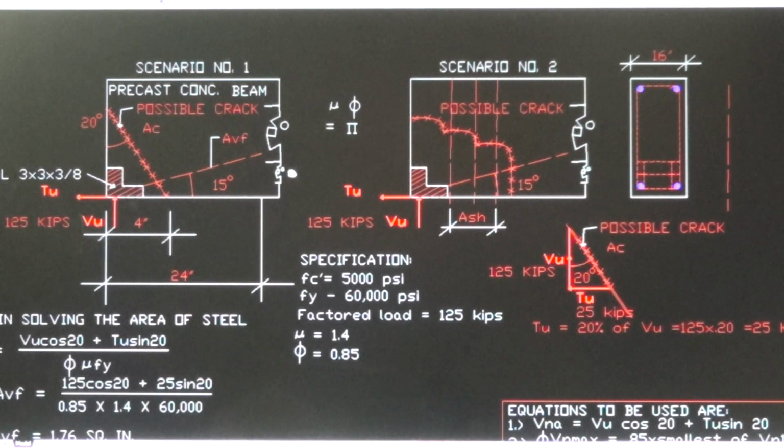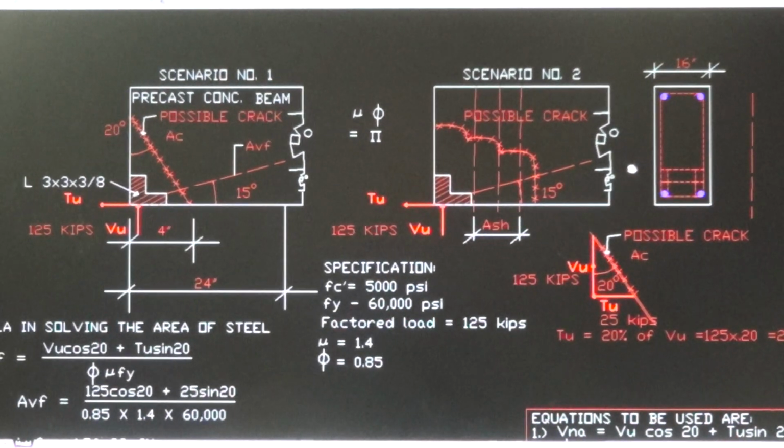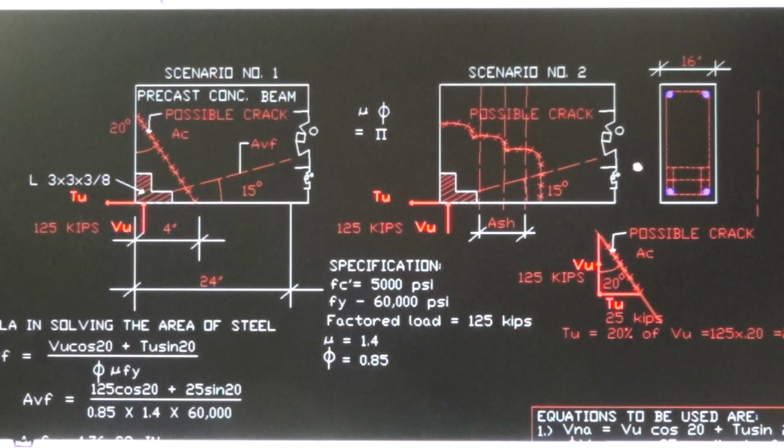The second scenario will be in the second video. That's another calculation, and this is the cross section of the precast concrete beam. Here are all the reinforcement. I'll explain this in the next video, and I think this is the end of the video.